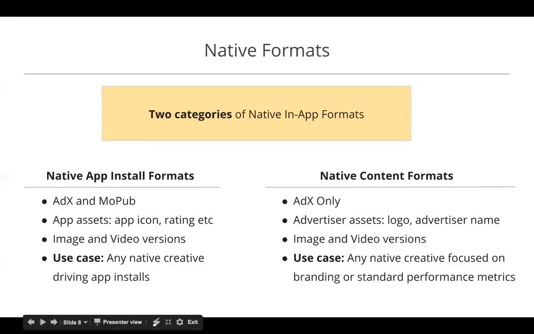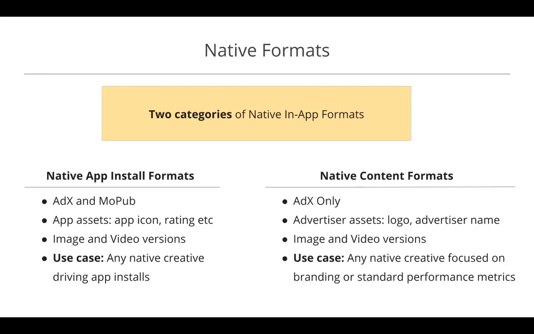A couple of points, diving a little bit deeper into the formats, and we'll go into more detail here. But there are two broad categories of native in-app formats on MoPub and AdX. The first are native app install formats. These are supported both on AdX and MoPub. And the raw assets here revolve more around mobile apps. So things like the app icon on the iTunes or Android store, the app rating, the price, etc. So some of the assets are very app specific. There's image and video versions of this, and the use case really is if you're driving app installs, you'll choose one of these native app install formats.